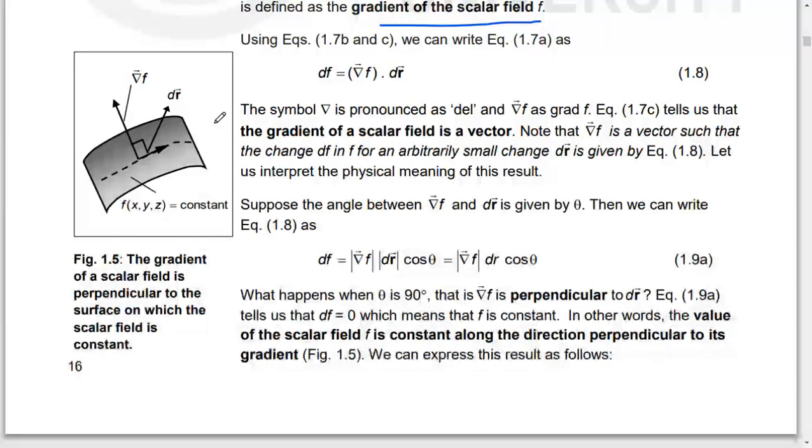Equation C tells us that the gradient of a scalar field is a vector. Note that del f is a vector such that the change df in f for an arbitrarily small change dr is given by this equation. Let us interpret the physical meaning of this result. Suppose the angle between del f and dr is theta, then we can write the equation as df equals mod of del f, mod of dr, cos theta.